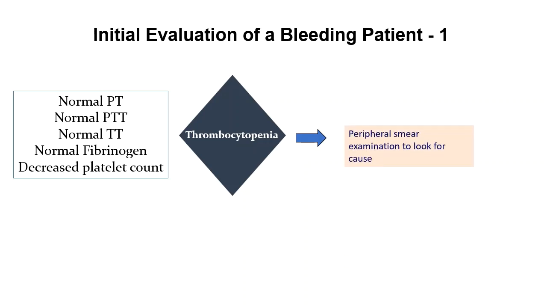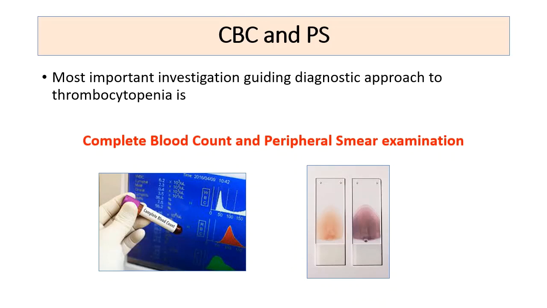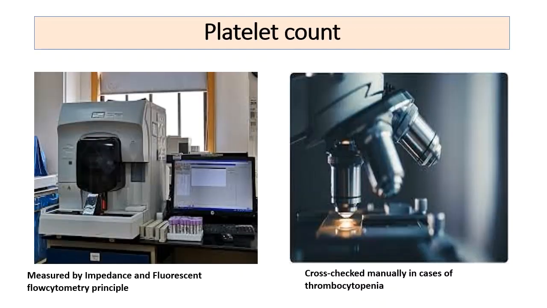It is very important to look at the peripheral smear to try and determine the cause for thrombocytopenia. So the most important investigation guiding the diagnostic approach to thrombocytopenia is complete blood count and peripheral smear examination. The platelet count is measured by the automated analyzers by the principle of impedance and fluorescent flow cytometry, and whenever the platelet count is low it has to be cross-checked manually, and as you all know, you count 10 fields, oil immersion, and multiply each platelet count with 15,000.